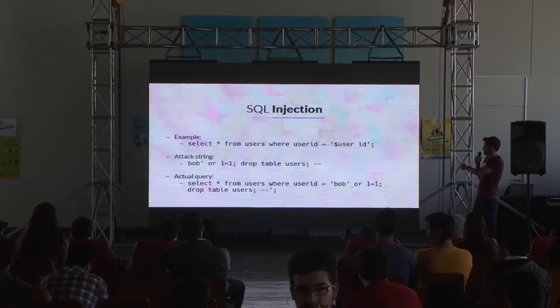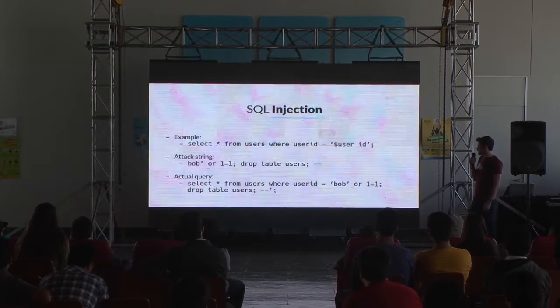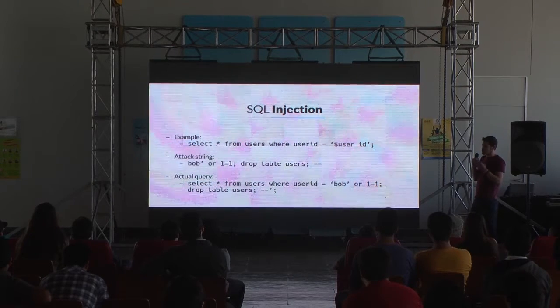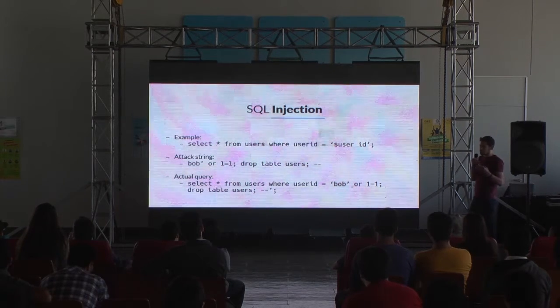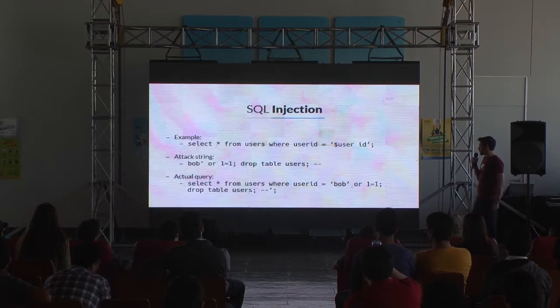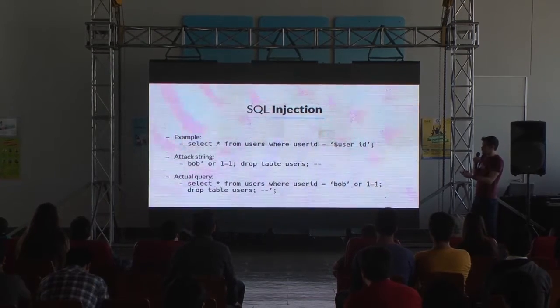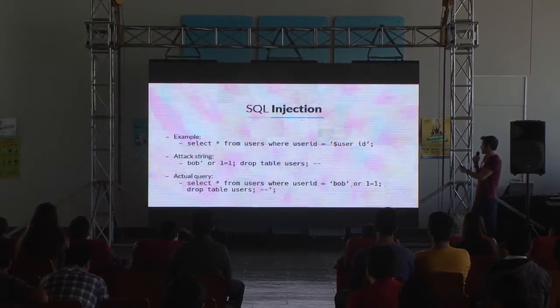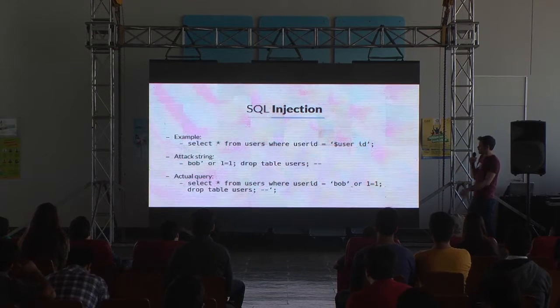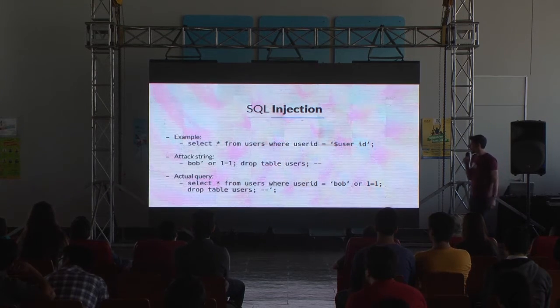The double hyphen at the end is quite important because that creates a comment in the SQL statement and then safely escapes any of the remaining query that the developers designed in the original query. So down the bottom is what actually gets run in the database. So select star from users where the user ID is Bob or 1 equals 1. That's always going to be true. You can get data from that. And then we have the attack payload, which is dropping the users table. And the double hyphen then escapes the remainder of the original query. So it's a pretty dangerous attack.